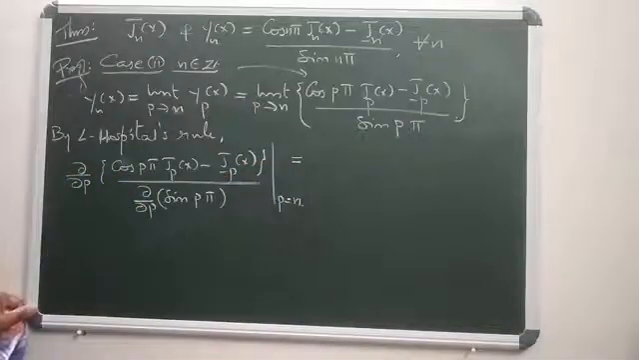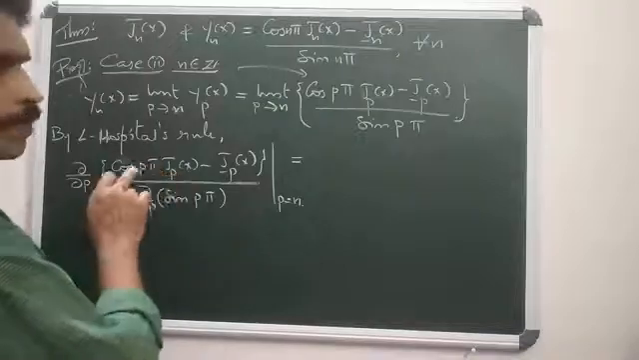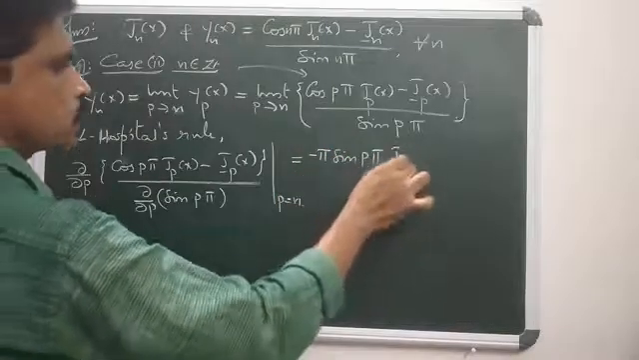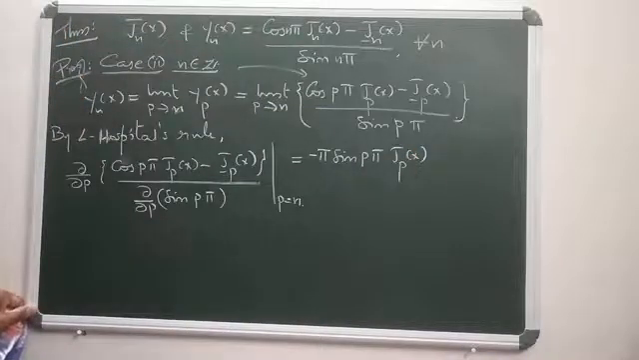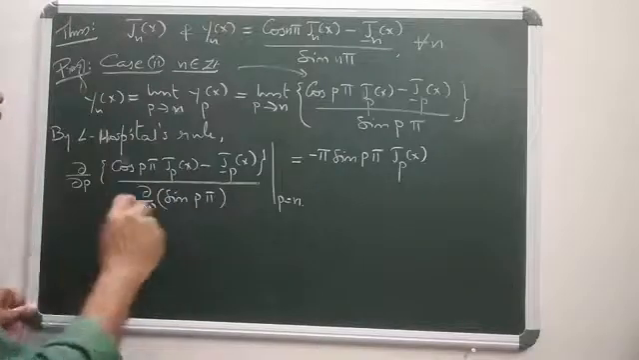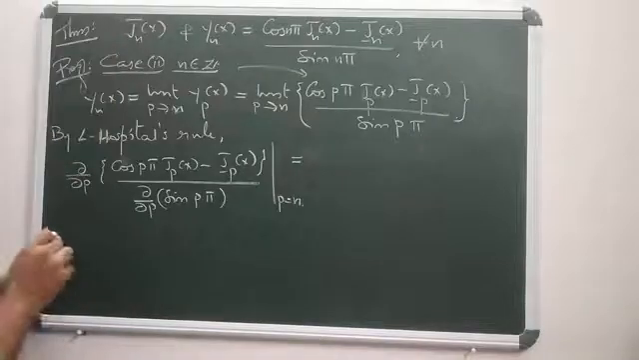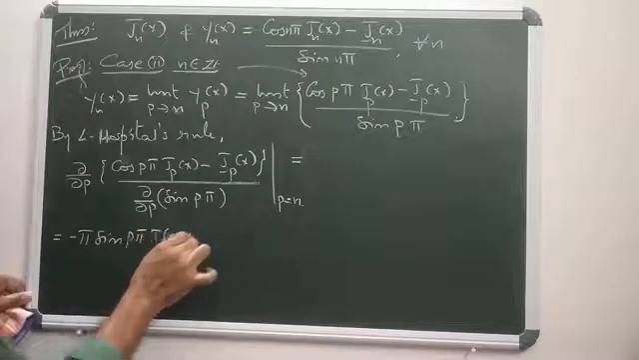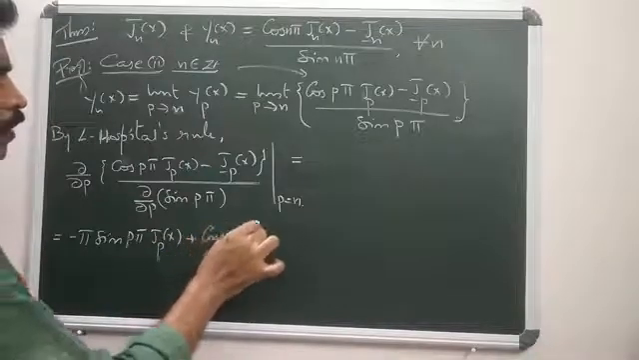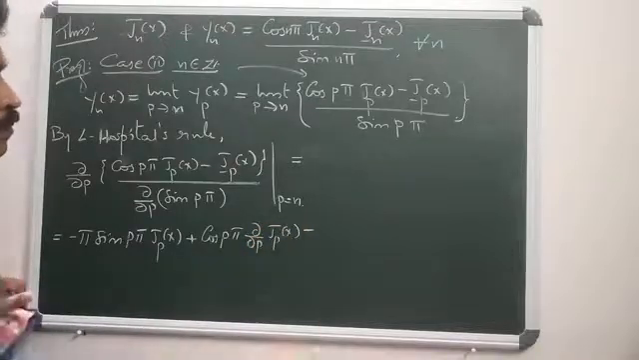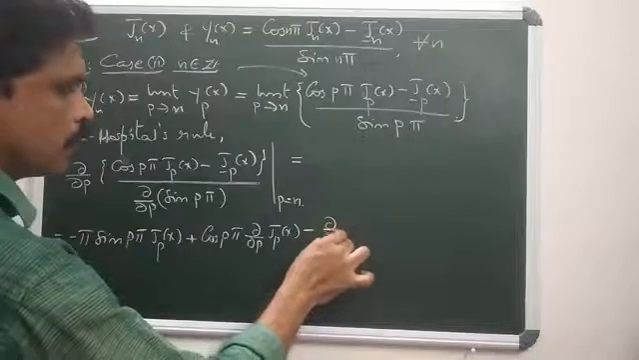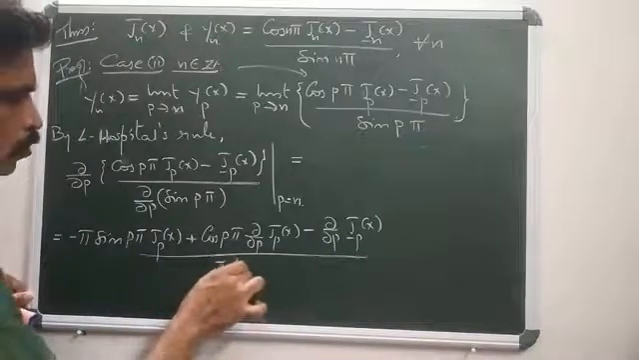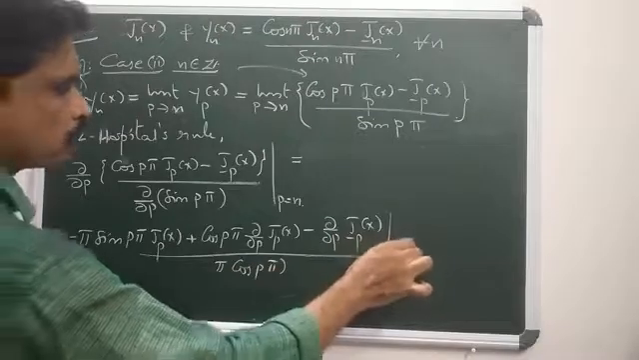Which equals derivative of cos p pi into Jp(x) by using product rule: cos p pi minus sin p pi into pi. So it is minus pi sin p pi into Jp(x), plus cos p pi into del by del p of Jp(x). That is the same as minus pi sin p pi Jp(x) plus cos p pi into del by del p of Jp(x) minus del by del p of J−p(x), all divided by del p of sin p pi, that is pi cos p pi. This is for p equals n.